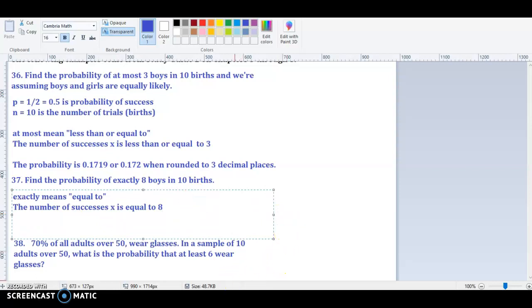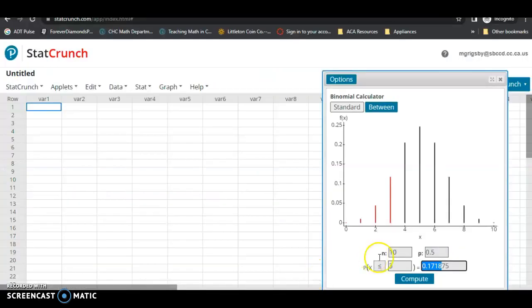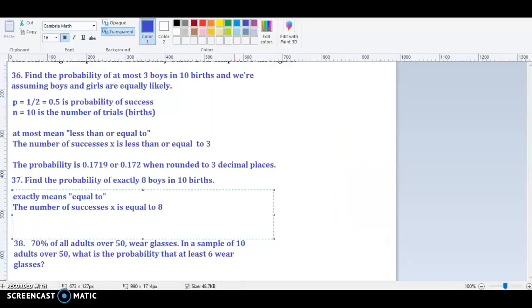When we input this into StatCrunch, n and p are still the same. We change the symbol to equal to, and then update this to an 8. So compute. To 4 decimal places, the probability is 0.0439, or if we round to 3 decimal places, it would be 0.044.